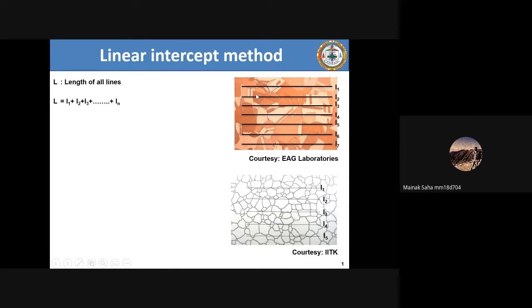So what exactly you need to do is find out the size of the different grains. This is one of the methods. I mean the average grain size in a given microstructure. So what you have to do is draw a number of lines.